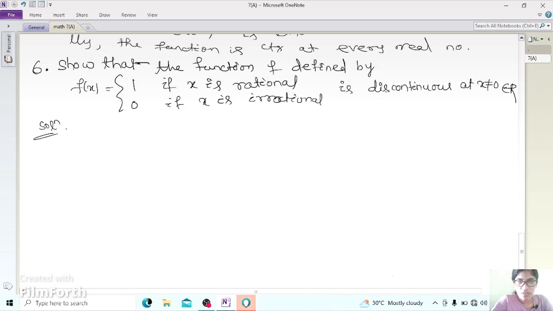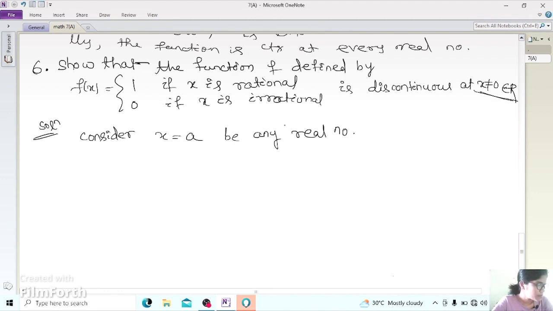The function is discontinuous for all non-zero values. Okay, that means x belongs to R, non-zero real number. Consider x equal to a, any real number.